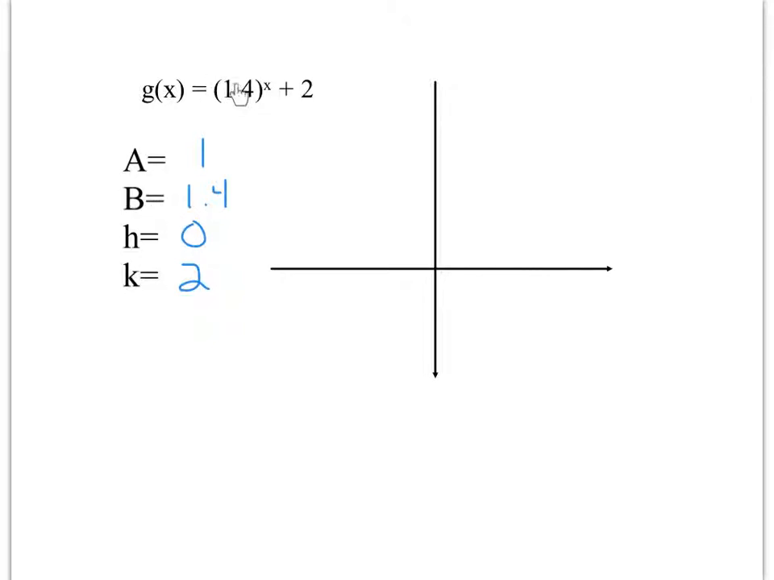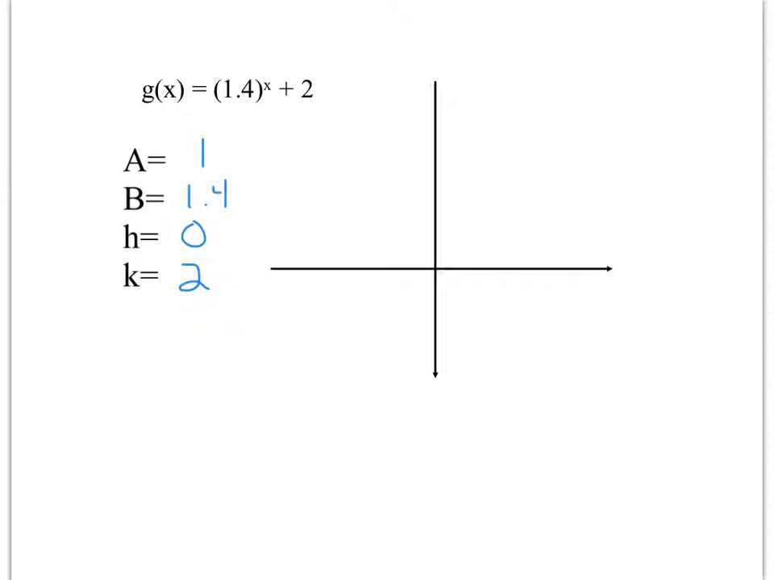B, our base is 1.4, so it's going to grow, but not quite as fast as a 2 or a 3 or a 4. H is 0, there's nothing in the exponent with the x. And k is 2. I have an extra plus k right here, plus 2.